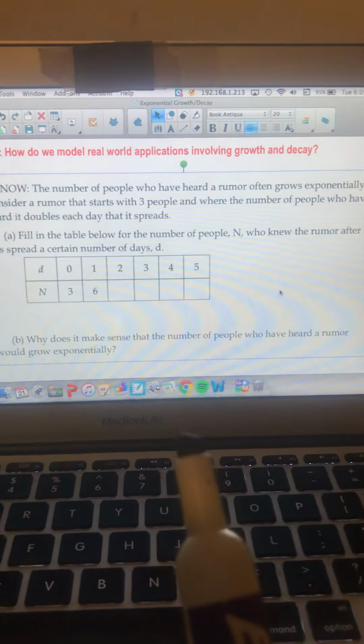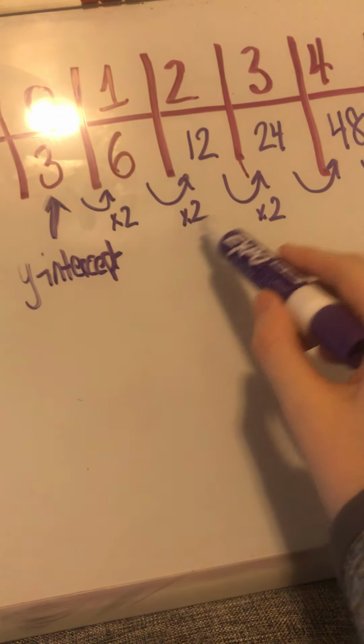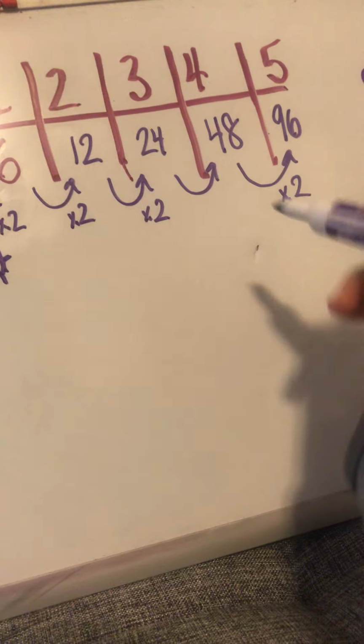So now we have our table filled out here. Notice it is going up, it's increasing by multiplying by 2 every single time.